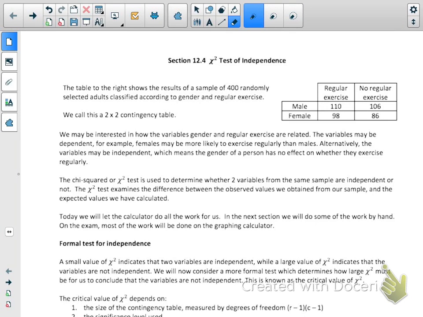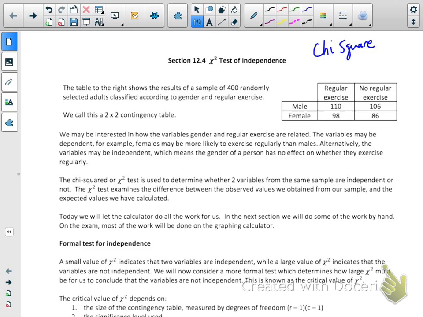Okay, so this is section 12.4, the chi-square test of independence. That kind of funny looking X there is actually a Greek letter, chi. It's spelled C-H-I, just because sometimes you might see it written out. So you can use the symbol or you can use the words either way. This is going to be a way that we can take those hypotheses, the alternate hypothesis and the null hypothesis, and test whether they would be valid or not.